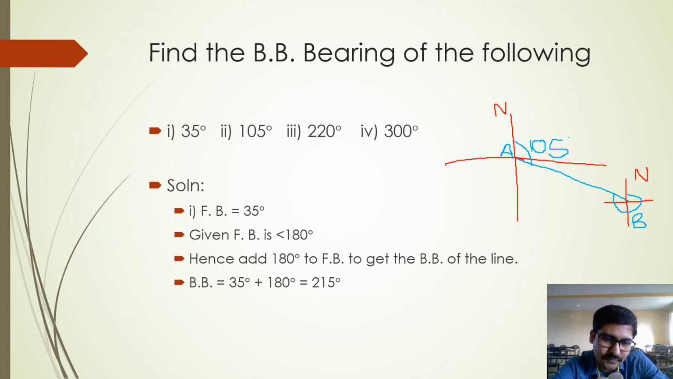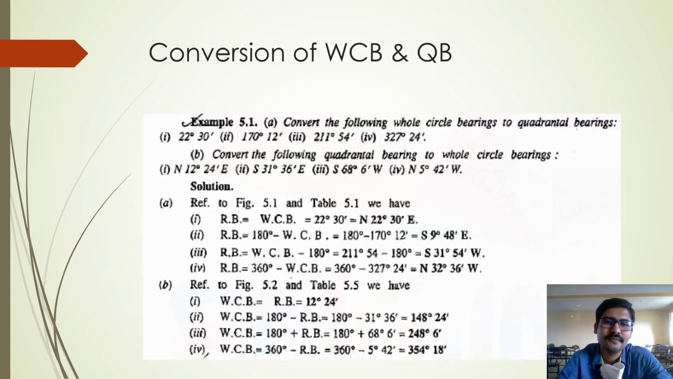So if you know this particular funda, where if forebearing is less than 180 degree, add 180 degree, and if it is more than 180 degree, subtract 180 degree. Try to remember this, okay. Moving forward, if I have to follow a particular bearing system, like we have whole circle bearing system and we have quadrantal bearing system.